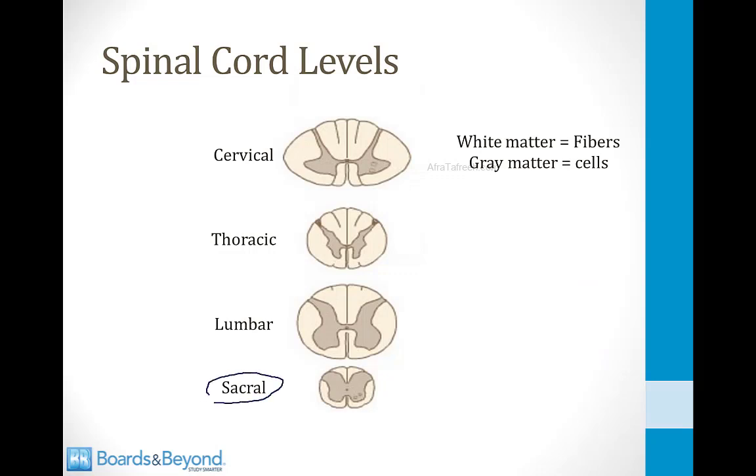Starting down here in the sacrum, you see mostly gray matter because in the sacrum there are very few fibers running up and down. As you climb into the lumbar region, you start to see more white matter because the spinal cord is collecting more fibers running up and down.